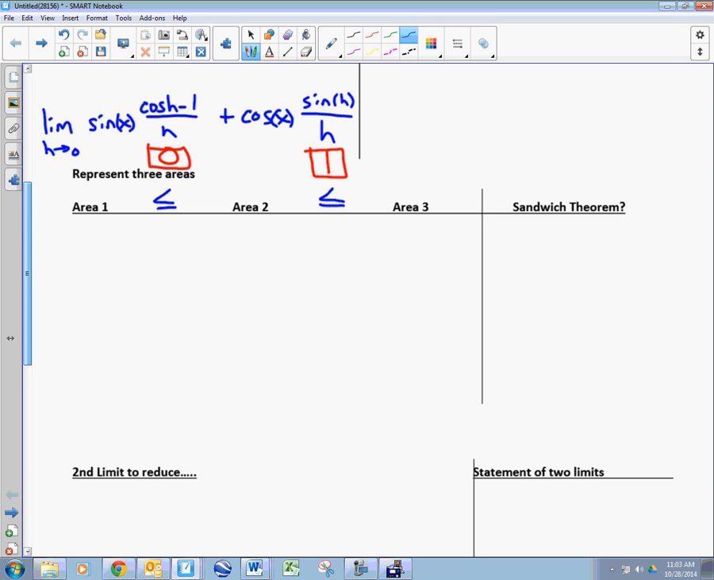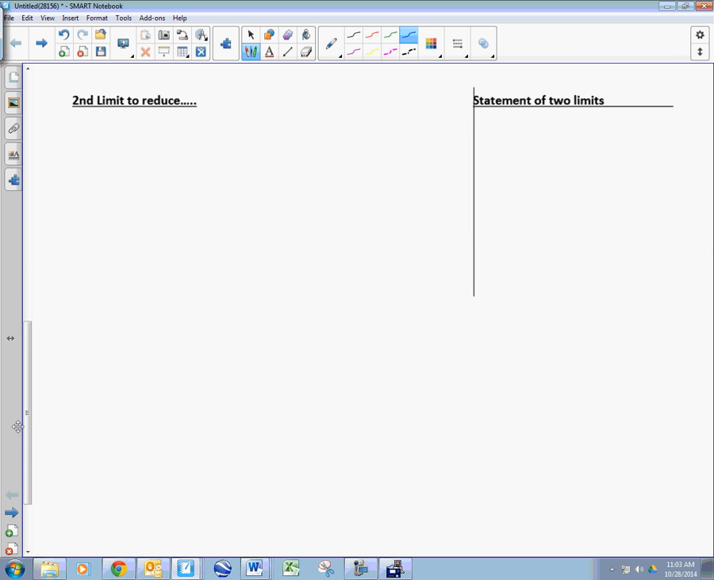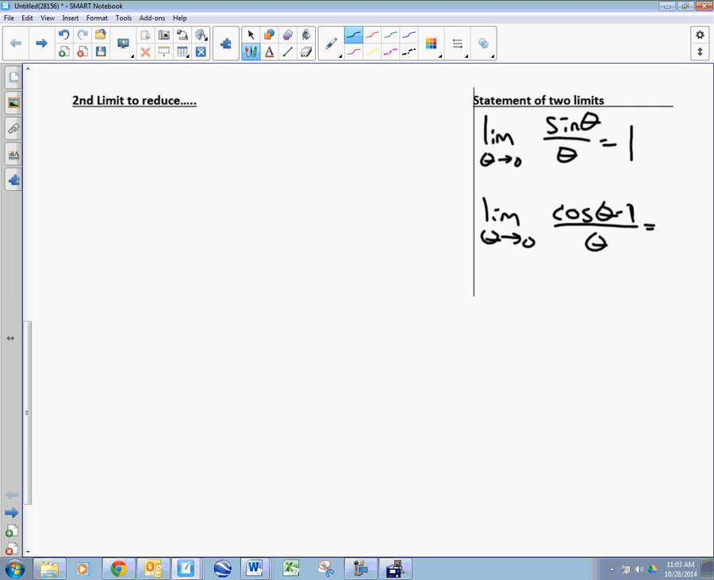By doing so, we ended up with two very important limits. And we wrote these down yesterday. The limit as theta goes to 0 of sine of theta over theta is in fact equal to 1. And the limit as theta goes to 0 of cosine of theta minus 1, divided by theta, is equal to 0.